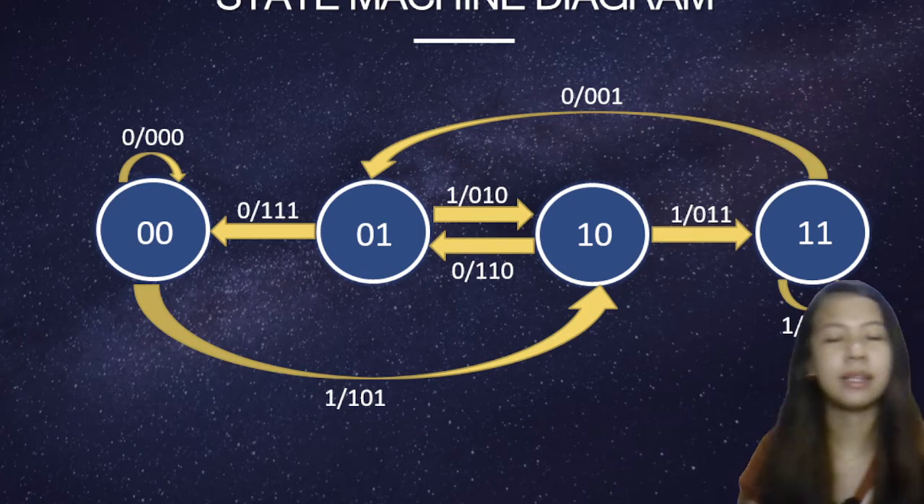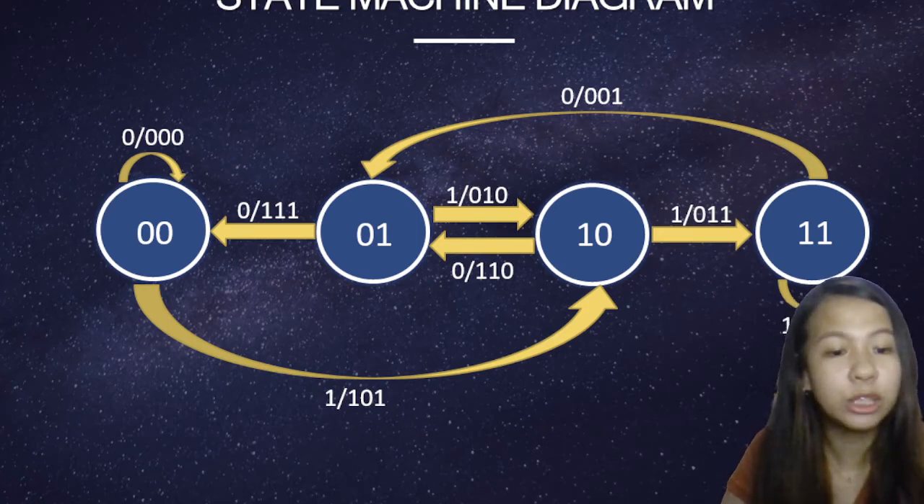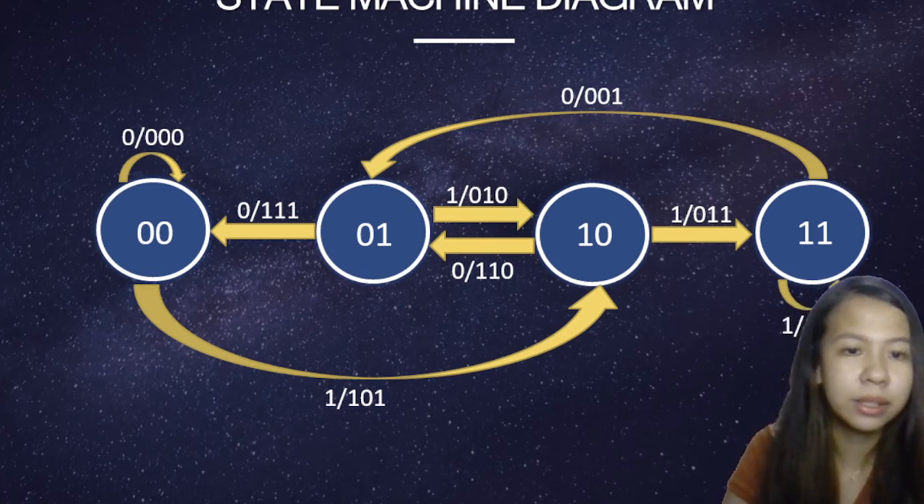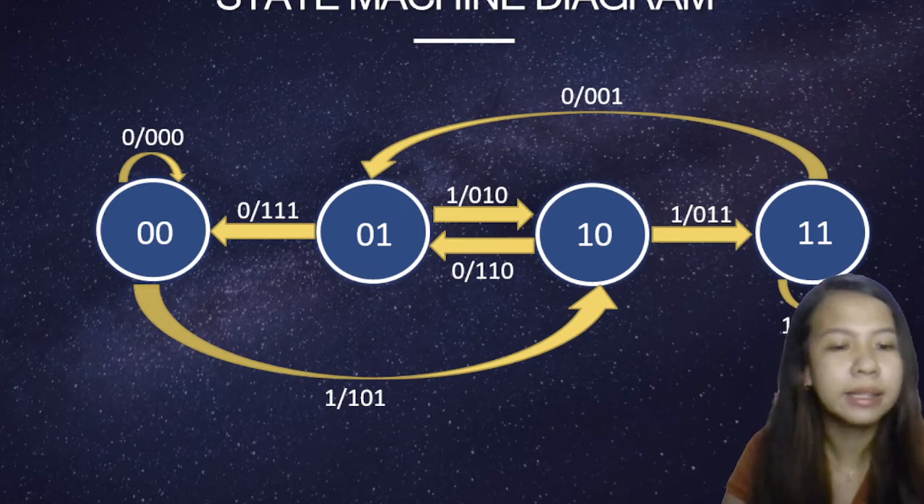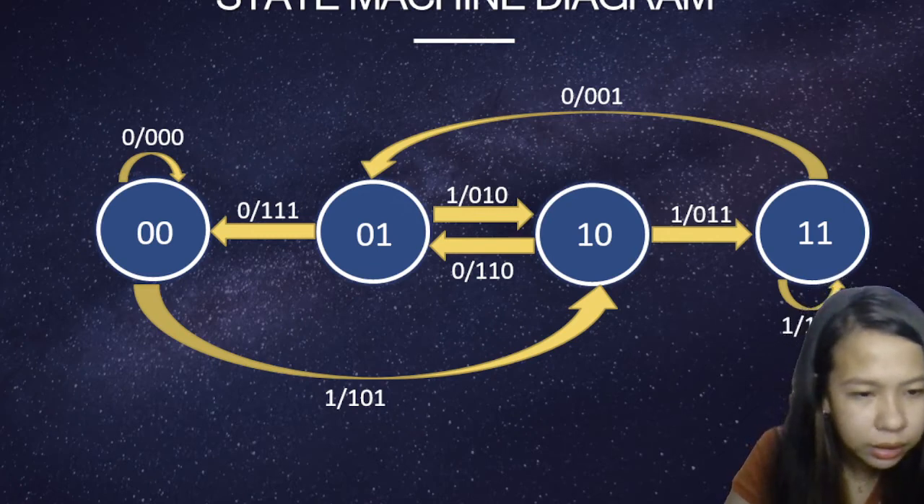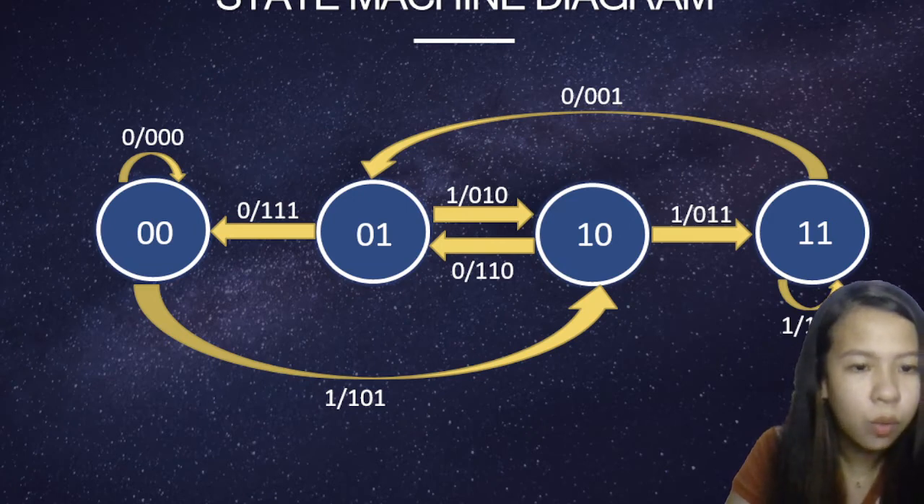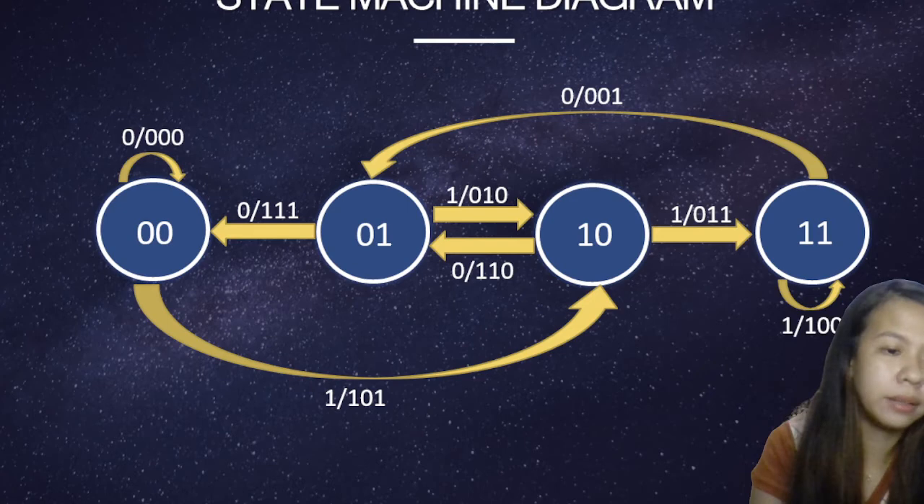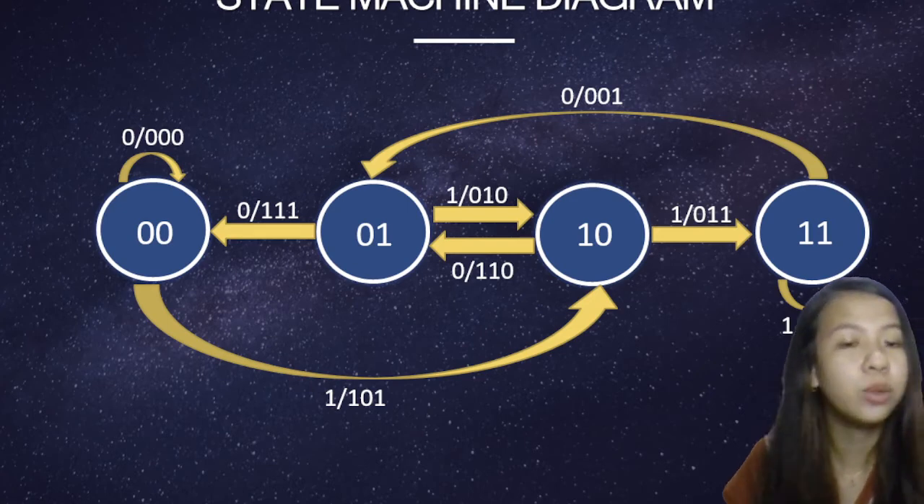Okay, and next, if the input is 1 here, and the current state is 1, 0 here, and the next state is 1, 1, then the output is 0, 1, 1.